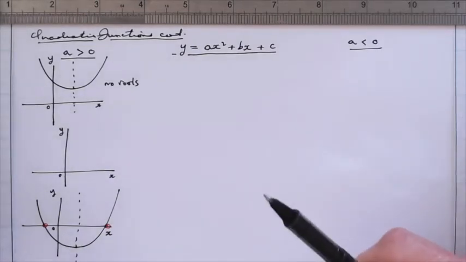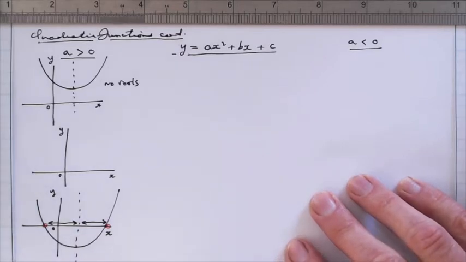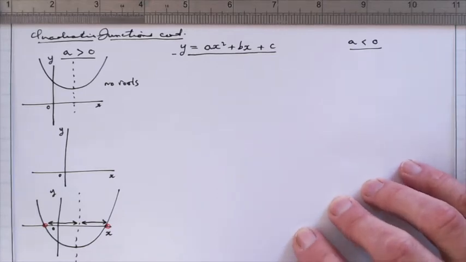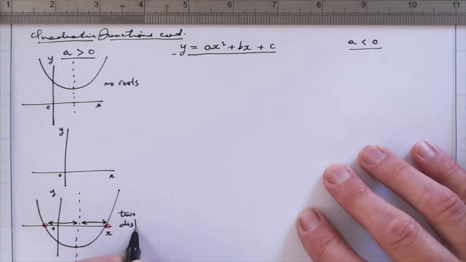Now, I didn't draw this parabola brilliantly, but these roots will always be equidistant from the mirror, from the axis of symmetry. And as I said before, we will learn some tools to be able to calculate the value of these roots. So here we have two, I'm going to call them distinct roots.